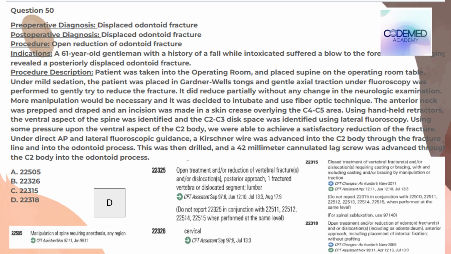Then it does talk about the anterior approach and including the placement of the internal fixation without graft because we have put the wire, not the graft. So D is the correct.